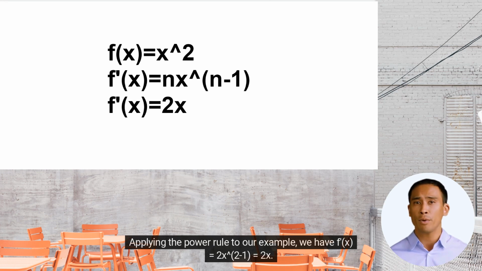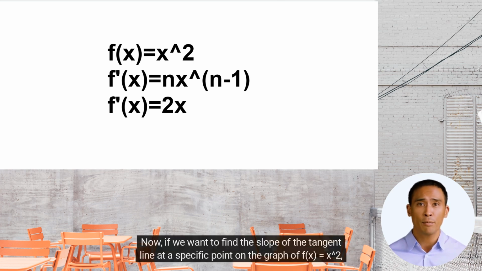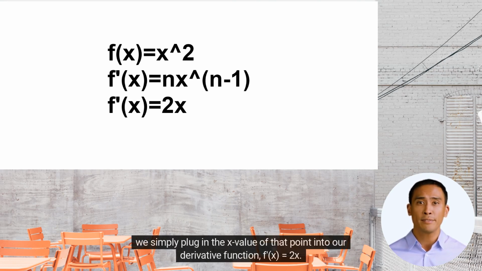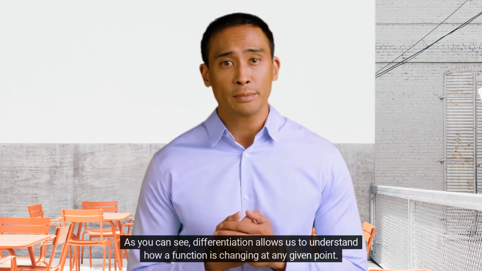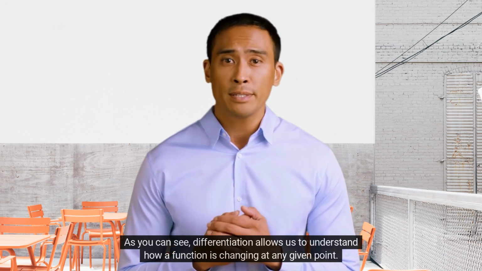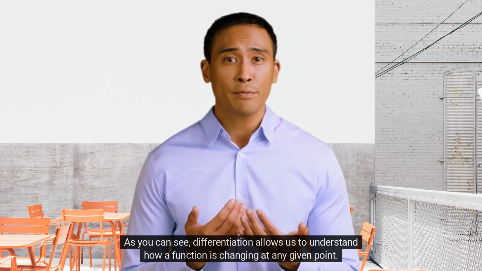Applying the power rule to our example, we have f'(x) equals 2x^1, which equals 2x. Now, if we want to find the slope of the tangent line at a specific point on the graph of f(x) equals x^2, we simply plug in the x value of that point into our derivative function, f'(x) equals 2x. As you can see, differentiation allows us to understand how a function is changing at any given point.